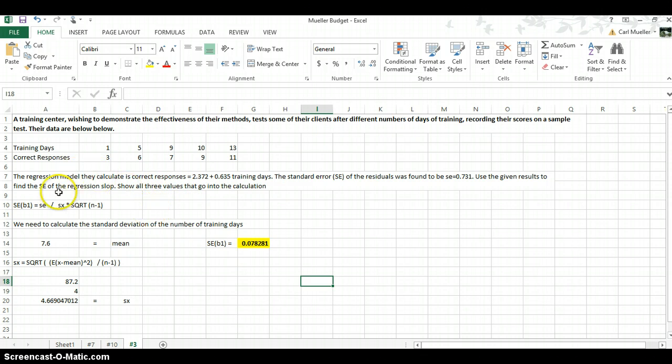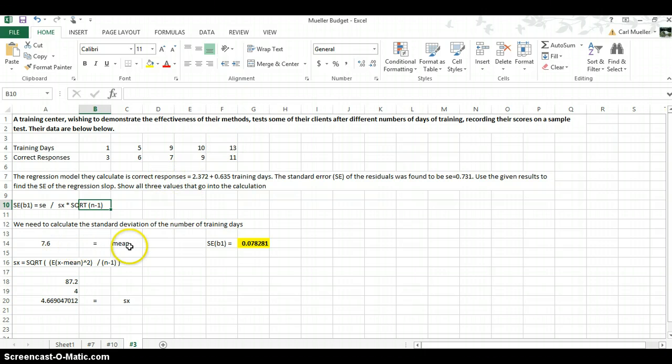So for the regression, B1 is the slope, just FYI. B0 is the y-intercept, if you don't already know. So what we're finding is the standard error of B1 equals the standard error of the residuals, which we have, divided by the standard deviation of x times the square root of n minus 1. So first off the bat, we need to calculate the standard deviation of the number of training days. We need to find this deviation right here, the standard deviation of these numbers.